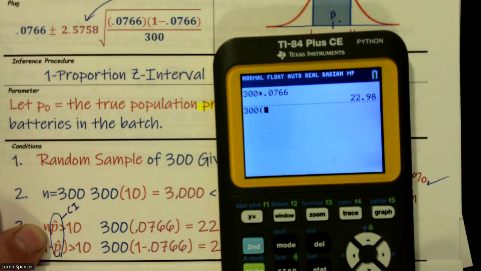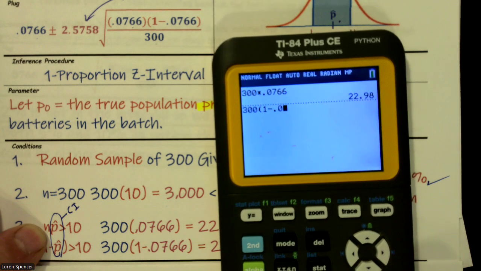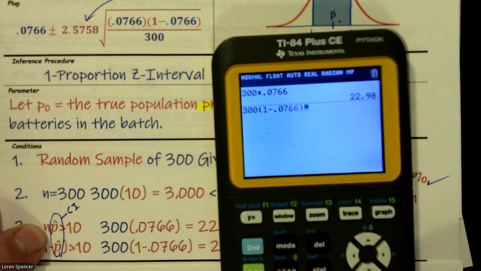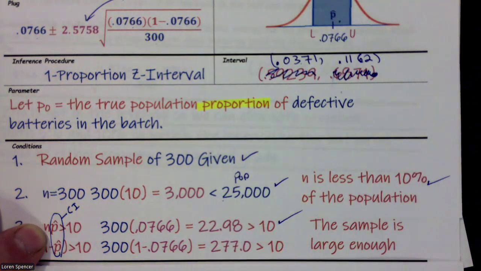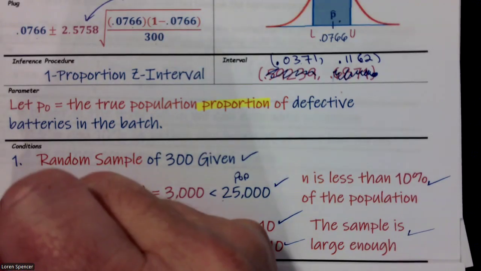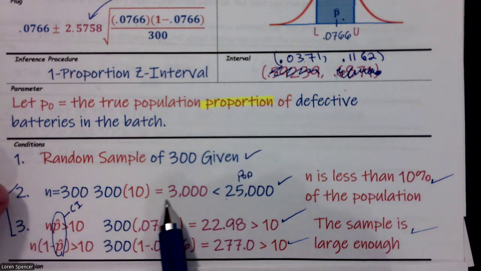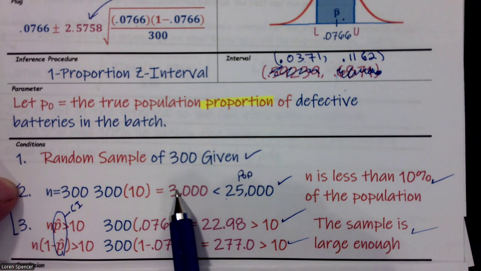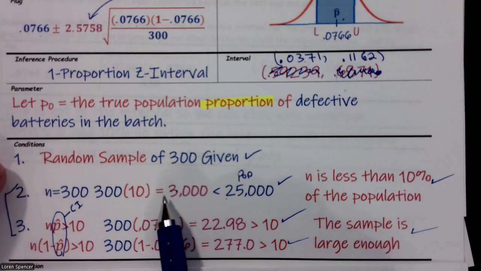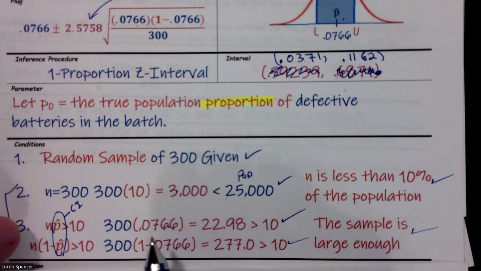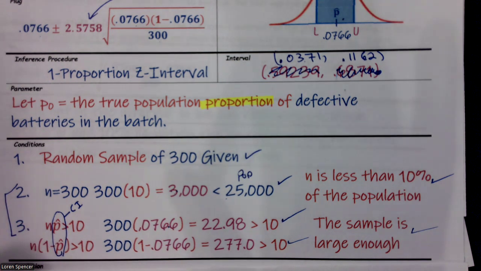And then 300 parenthesis 1 minus 0.0766. 277. That's also greater than 10. So our sample is large enough. So we met our conditions. By the way, I like to refer to these two as the Goldilocks. And here's why. Not too big, all right, or not too small, but big enough. So not too big, not too small, just right.